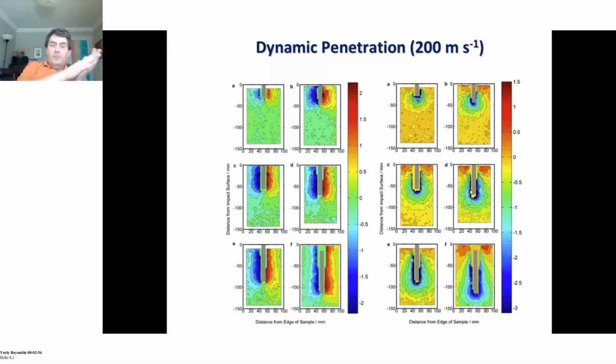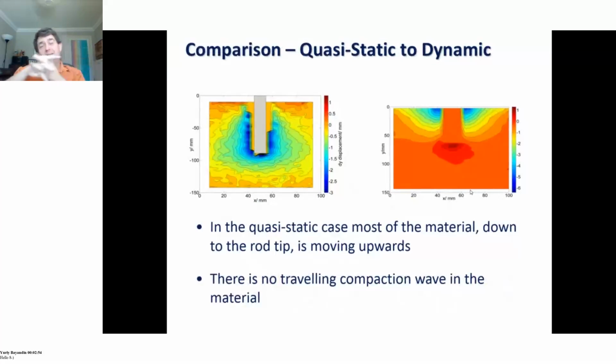So when we look at the comparison between quasi-static to dynamic effects, we see in this granular material a big change going from the material moving down the rod, down to the rod tip as it's moving up. We see the material flowing around the system here, and we see the material being trapped in this case. And in both cases, we found there was no traveling compaction wave in the material ahead of the rod. So this allowed us to ignore some of the mechanical processes because there was no evidence for their presence.